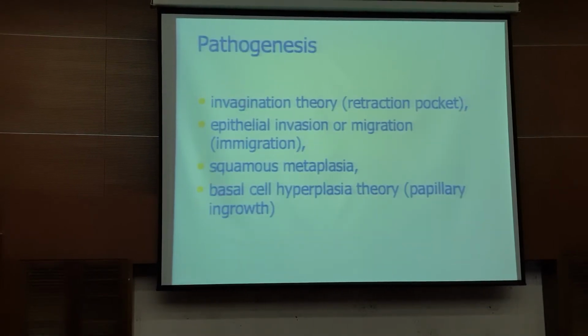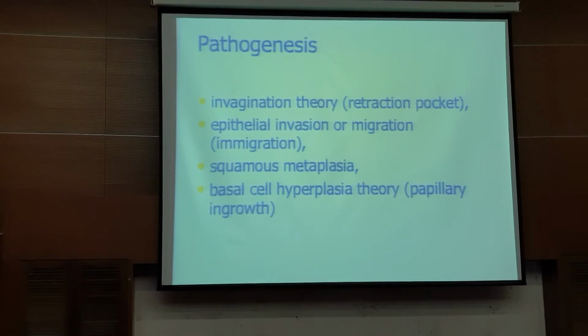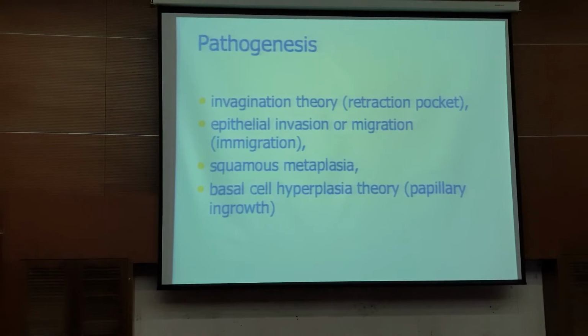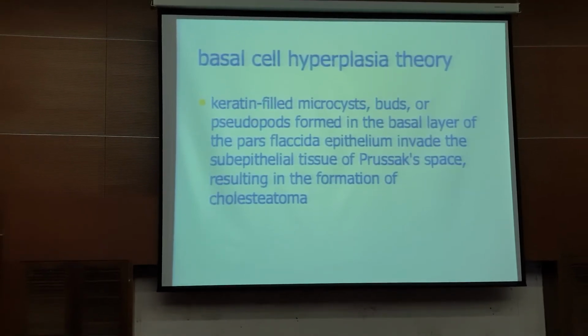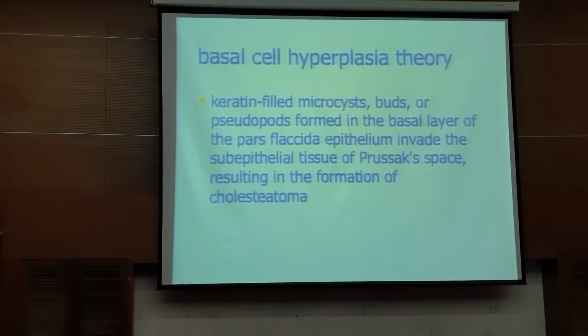How about the pathogenesis? Okay, I will give you some history, but at the same time, I will give you the reasons on the pathogenesis. So, theoretically, these are the old pathogenesis theories: retraction pocket theory, epithelial invasion or migration, or squamous metaplasia or basal cell hyperplasia theory. In basal cell hyperplasia theory, keratin-filled microcysts, buds, or pseudopods form in the basal layer of the pars flaccida epithelium. The tympanic membrane has 3 layers: the squamous part, the fibrous part, and the mucosal part. Okay, so it invades to the Prussak space.